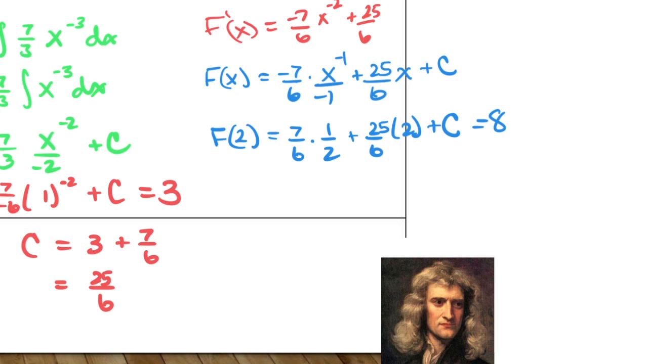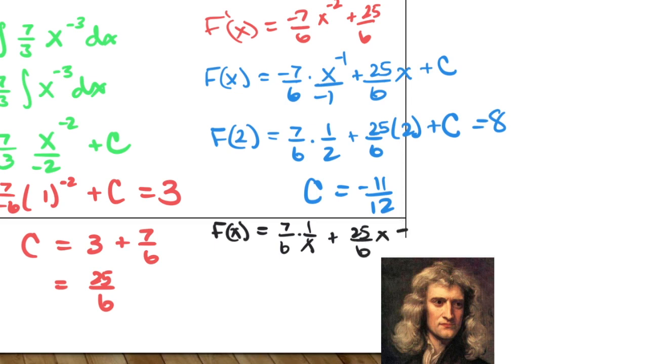So that was given to us. Solve this again for c. We know that c is negative 11 over 12. Not finished though. Remember, you are supposed to say what f of x equals. f of x equals, simplify things a little bit, we're going to get a nice positive 7 over 6 times 1 over x plus 25 over 6 x. Replace the c with negative 11 over 12.